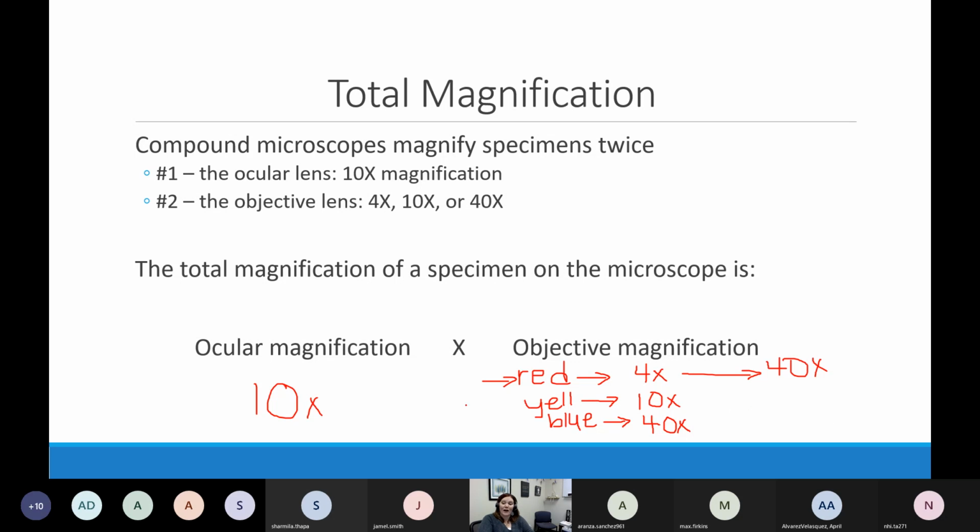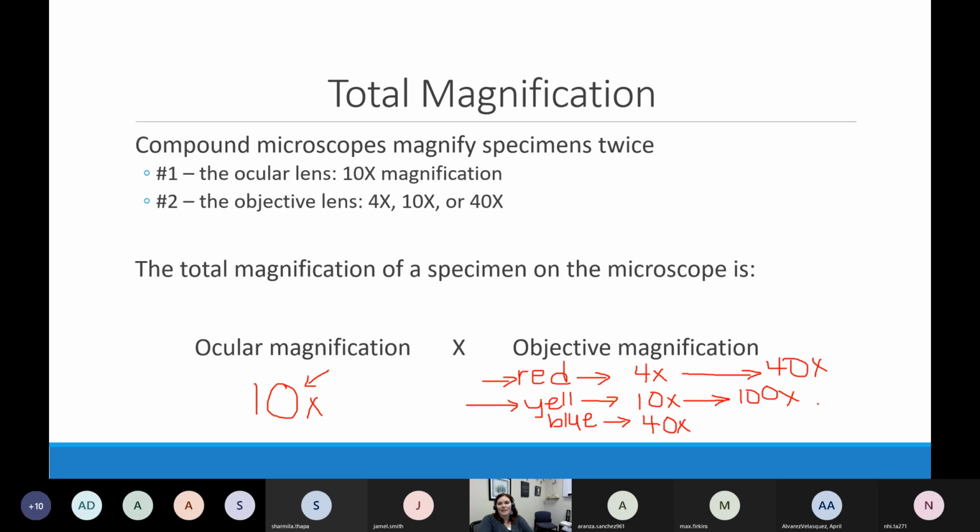So I slide my low power objective into place. That's my yellow objective. Now I'm making things 10 times bigger with the ocular times 10 times with the yellow objective. Now I'm making things 100 times bigger. 100 times bigger. This will be big enough for us to look at things like bone tissue or nervous tissue.